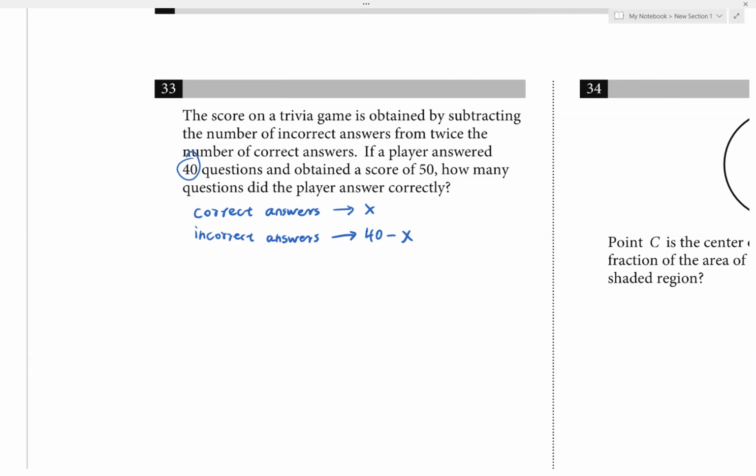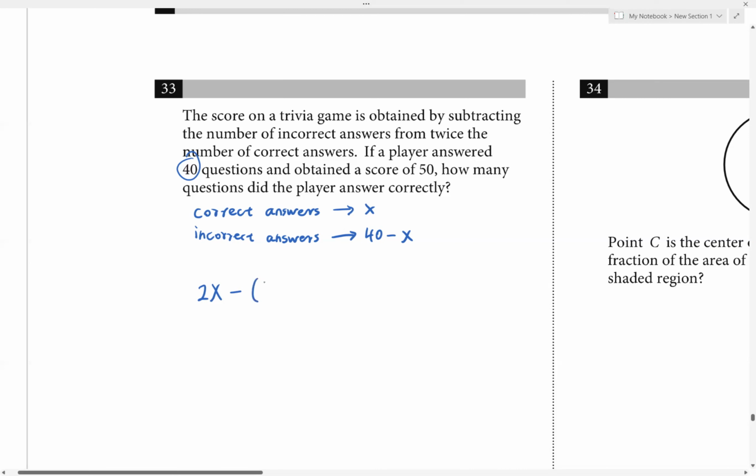So then what we can say is this. The way the scoring works is that we have to subtract the number of incorrect answers from twice the number of correct answers. That gives us a score. So twice the number of correct answers, so we have x number of correct answers. Twice of that will be 2 times x, so 2x. And from that, we have to subtract the number of incorrect answers, which is what? Incorrect answers, 40 minus x, right?